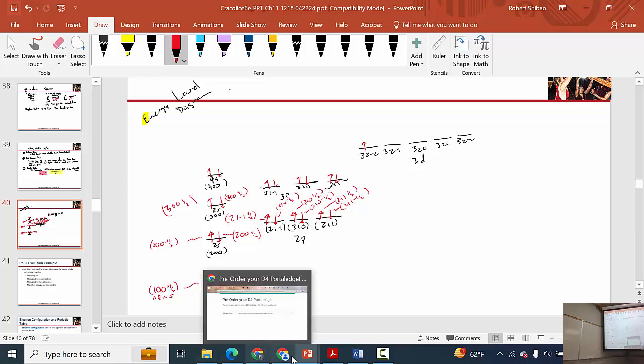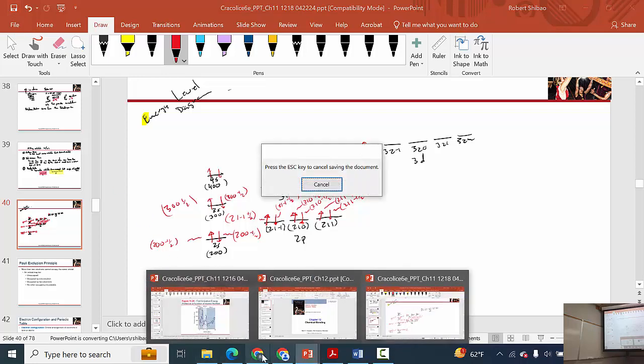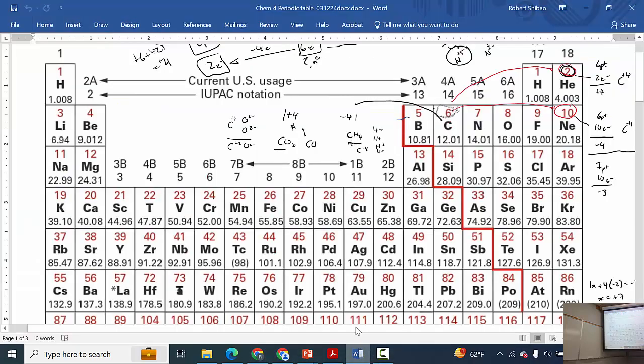Yeah, titanium comes after that. And so we have potassium, calcium, scandium. This is wrong. Titanium is not T. You know what the symbol for titanium is? Titanium is not T. Titanium is Ti. So this is from your book. There's a typo in your book. It should have been Ti, not T.